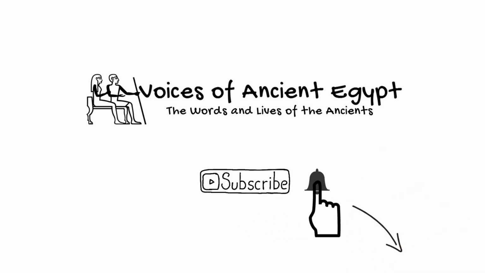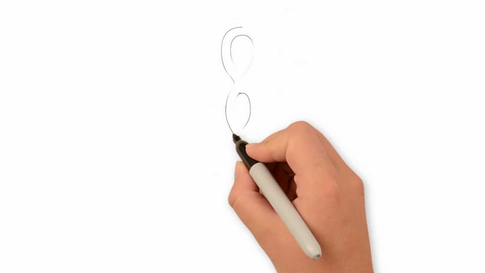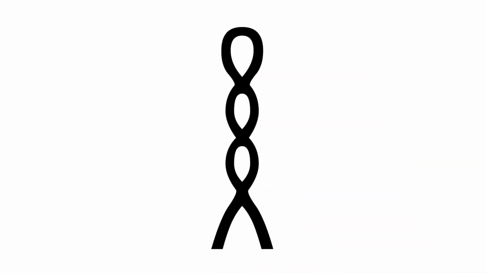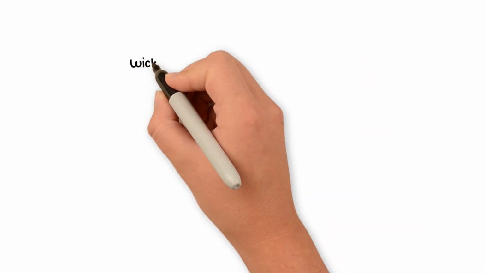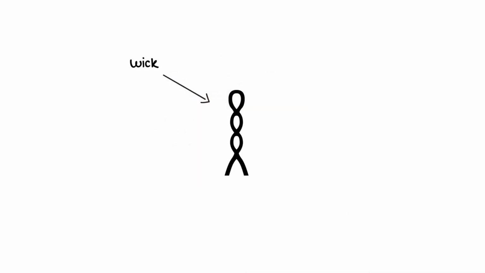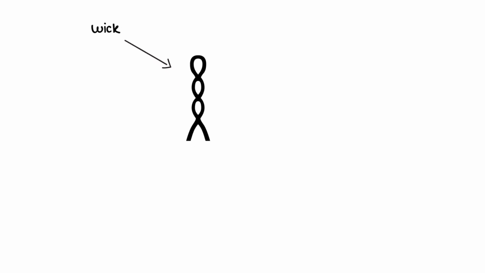All right, so what is this hieroglyph and how was it used? So it does look like an oiled rope, although it's usually interpreted actually as a wick. So in other words, a woven string twisted up that you would use to burn, such as in a lamp, for example. So how was it used in Egyptian?